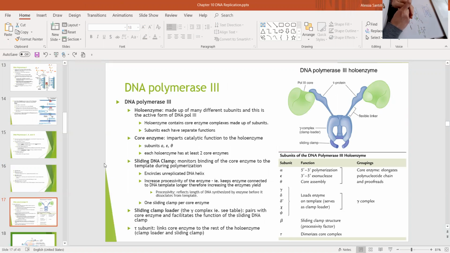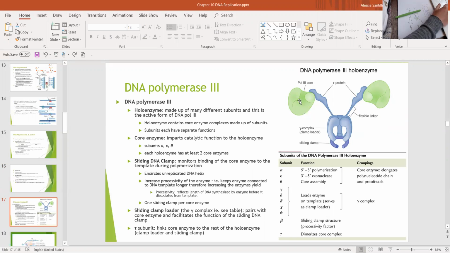And so holoenzymes, remember, it means it's one big, huge complex that's made out of many, many subunits. And it's not going to work unless all the subunits are present. And so DNA polymerase, as you can see in this image right here, has a lot of subunits, right? So it contains the core enzymes.